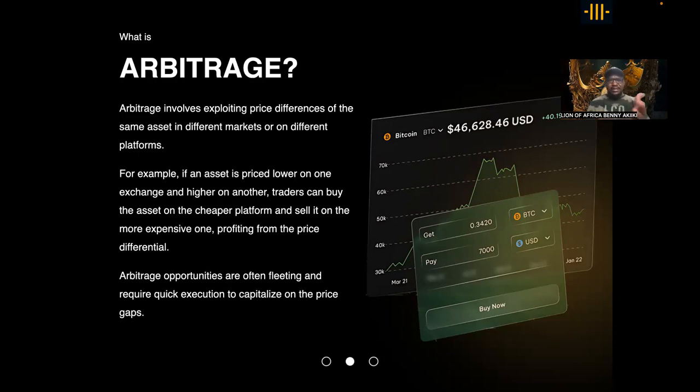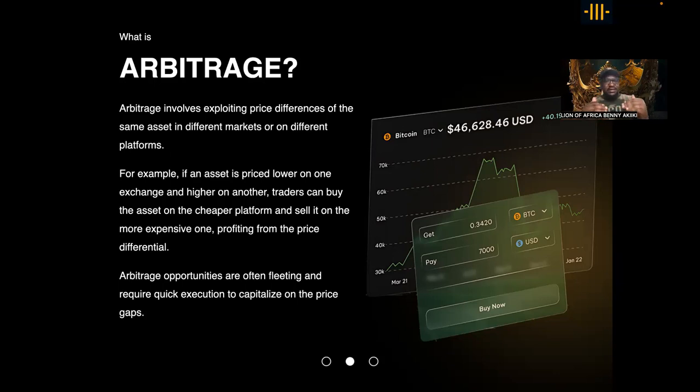So when we say this, it's simple. It's just the same product in different markets at different prices. You see, very simple. On one market, it's at a lower price. The same product in another market is at a higher price. So what you do: buy it from the lower market, sell it in the higher market. It's as simple as that. How can that be illegal? And how can that be rocket science? Isn't it as simple as that?